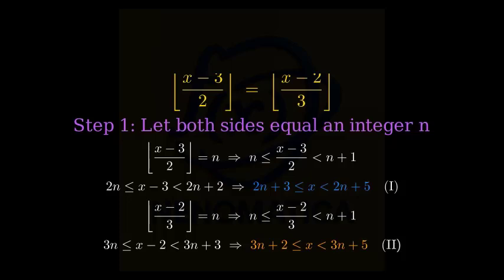For the left side, we get an x interval labeled 1. Then do the same for the right side, giving an x interval labeled 2.